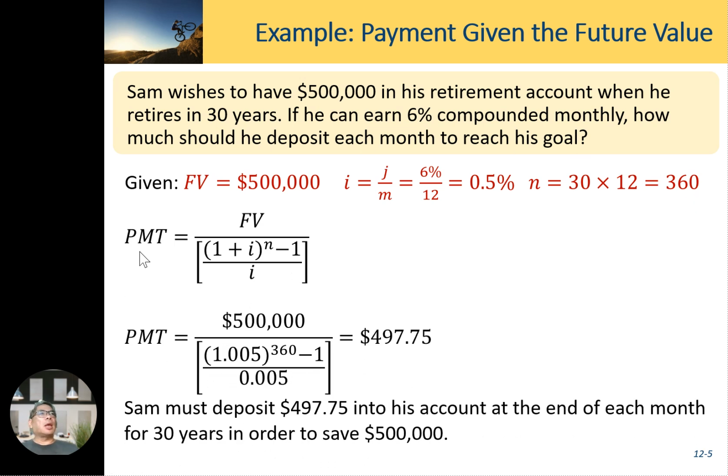Okay, so when you plug the numbers into the formula here, you get 497.75. So you need about $497 a month for 30 years in order to save $500,000. Remember, you can show this by using a calculator as well.